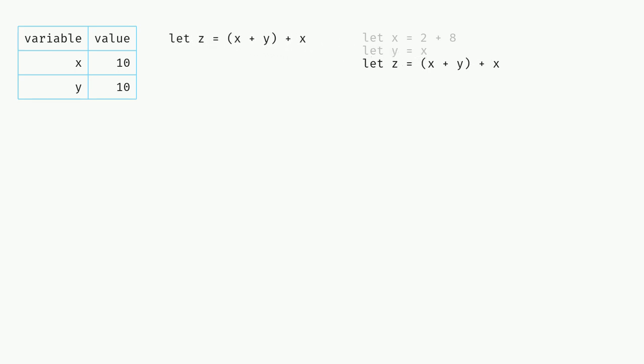The expression on the right-hand side of the equal sign has three variable sub-expressions. Each one is replaced with its value during the evaluation process.